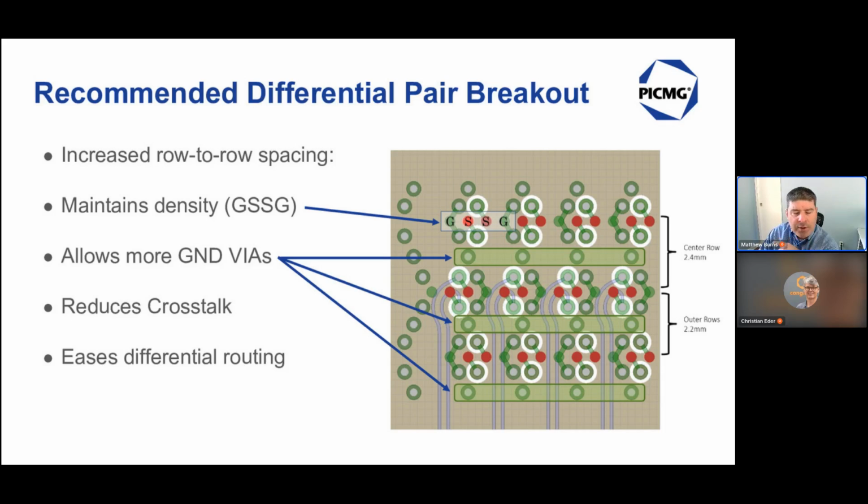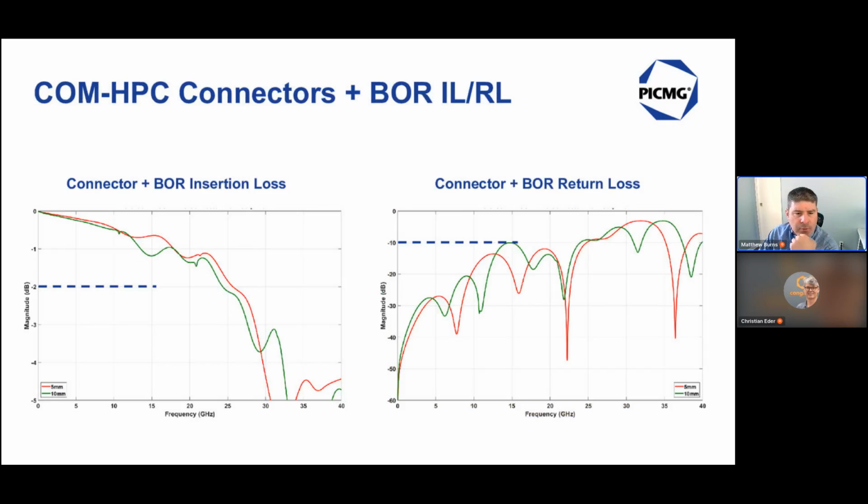That's a good design practice for high-speed performance. We're also able to add more ground vias within the system, which helps to minimize crosstalk and eases differential routing for high-speed traces. So what does that mean for the performance of the system?